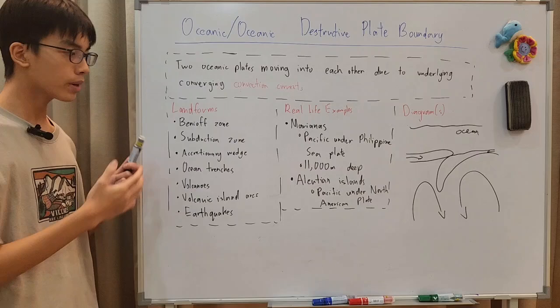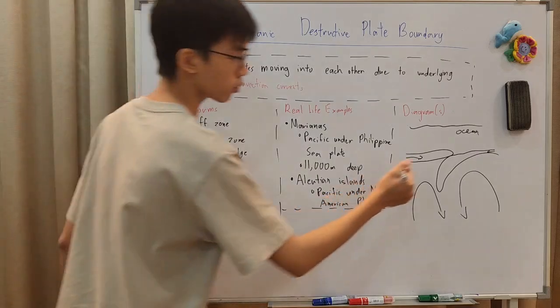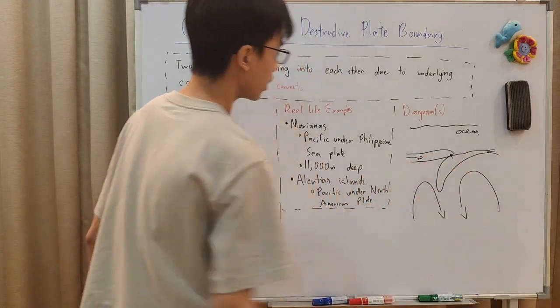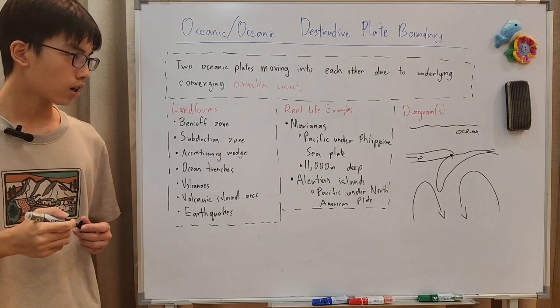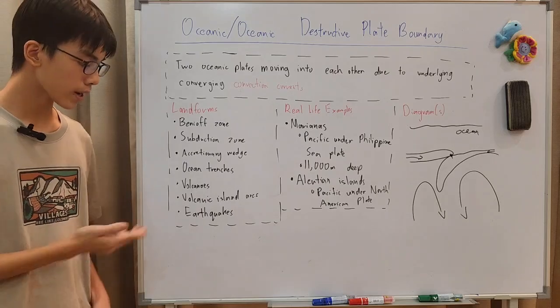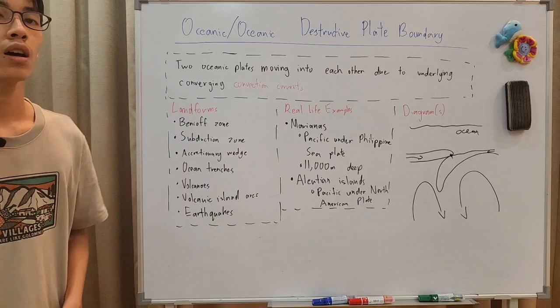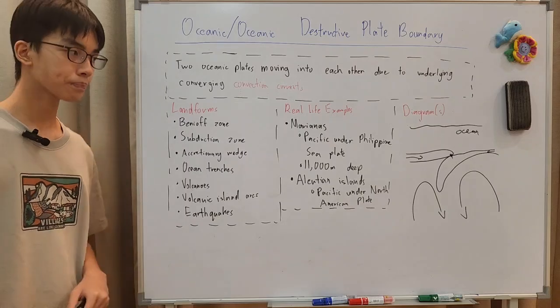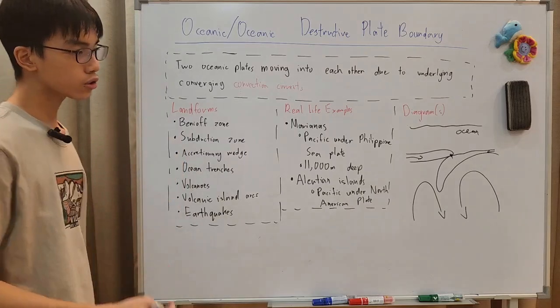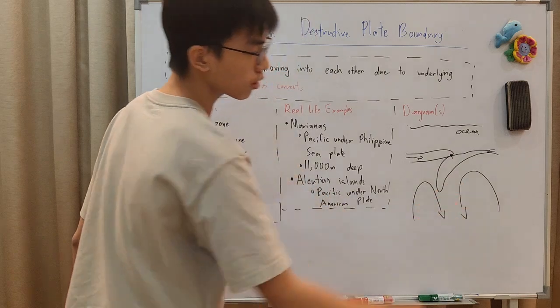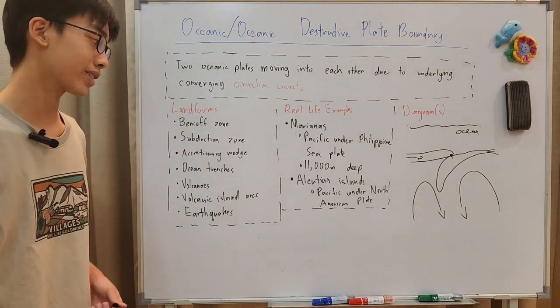you should know them. The Benioff zone is the point of contact between the two plates. It's defined as the zone of deep earthquake foci. So you have earthquakes happening because the plates are crashing into each other, so you have a lot of pressure created. And you have the subduction zone, which is over here. It's basically where your plate is subducting.